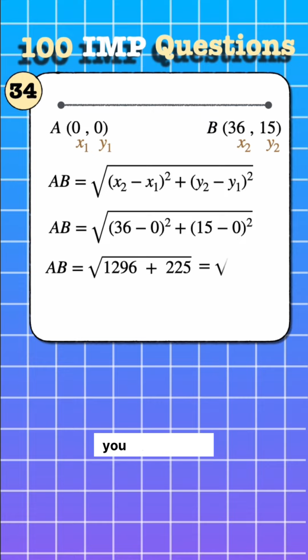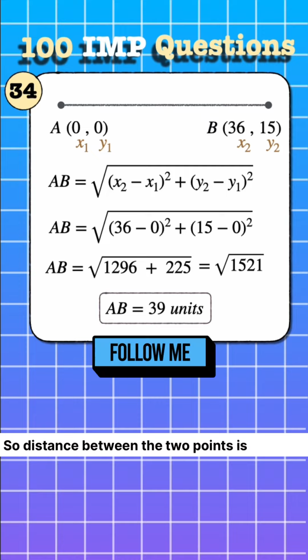So if you add them, you will get 1521. And if you take square root of that, you will get 39. So distance between the 2 points is 39 units.